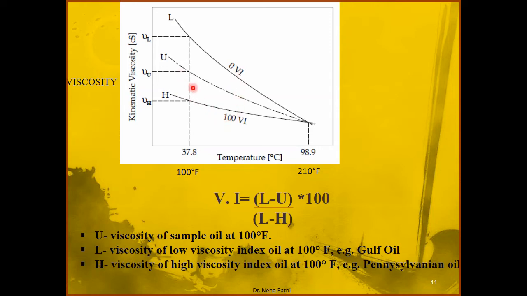Now if you have to find out the viscosity index of a sample, you will take that sample and find out the viscosity of the sample at 100 degree and 210 degree, and you may plot the graph. You will find that it is going to fall between 0 to 100.